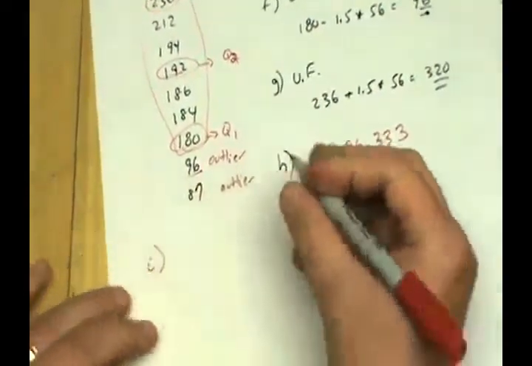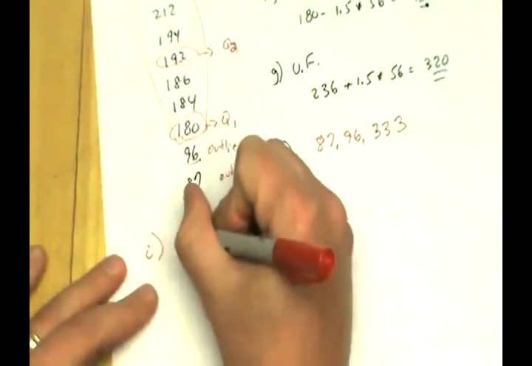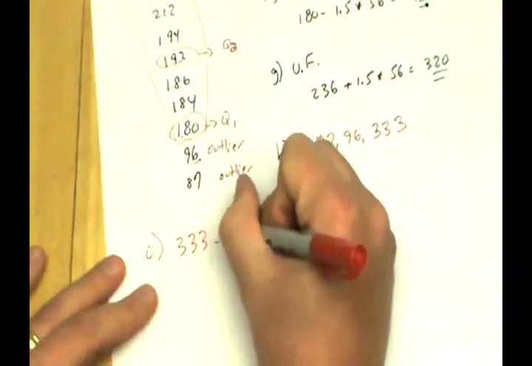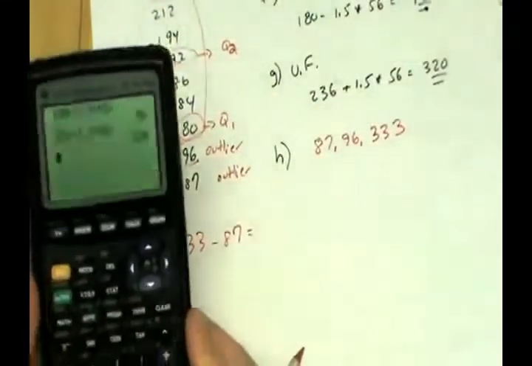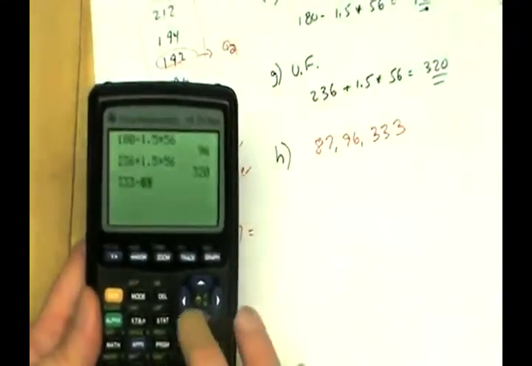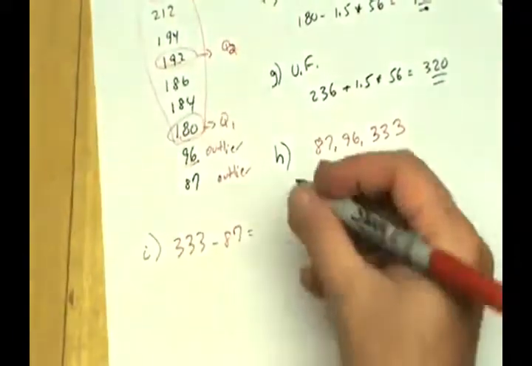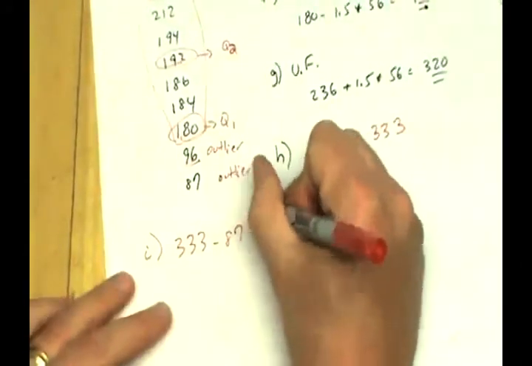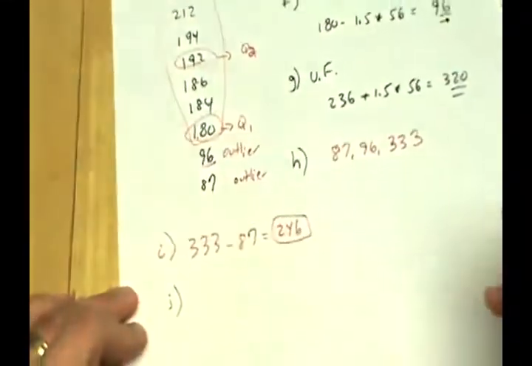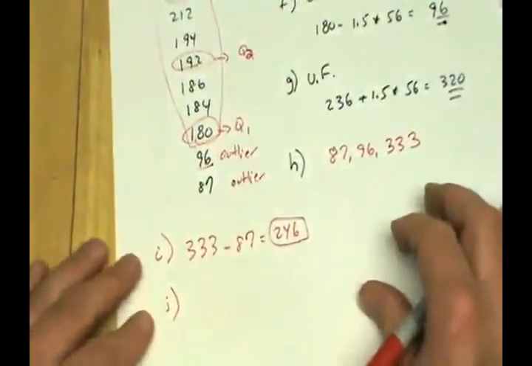For I, we want to know what the range is. So that's the highest piece of data minus the lowest piece of data. So 333 minus 87 is 246. That's the range. And then finally for letter J, draw a box plot.